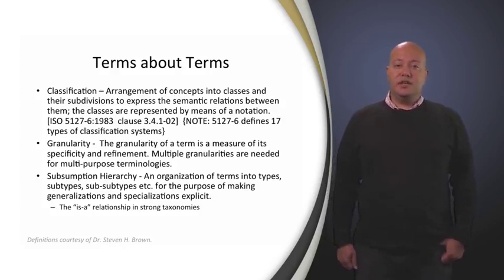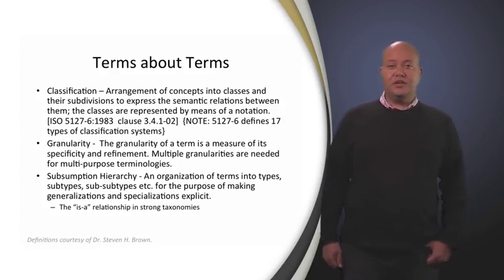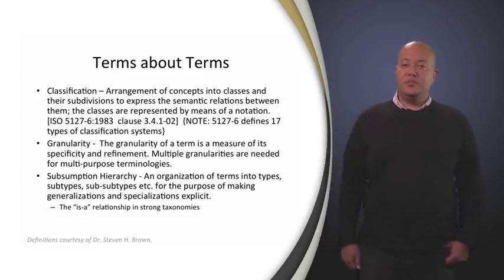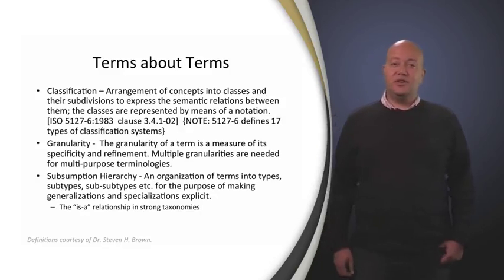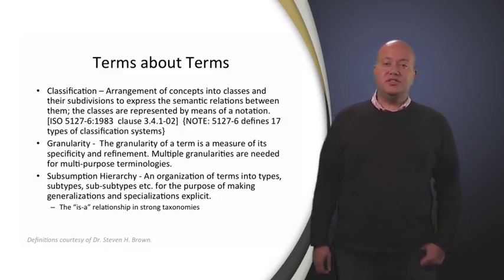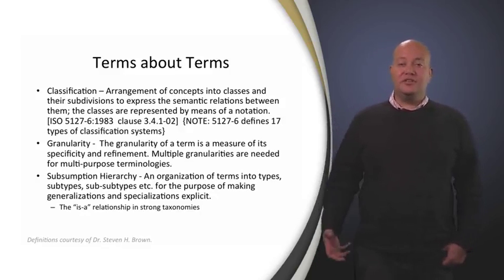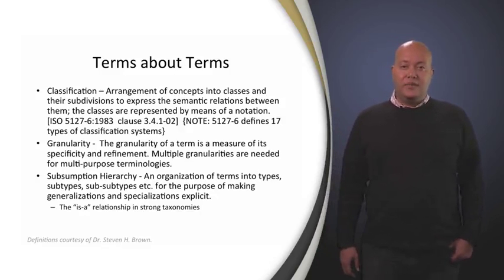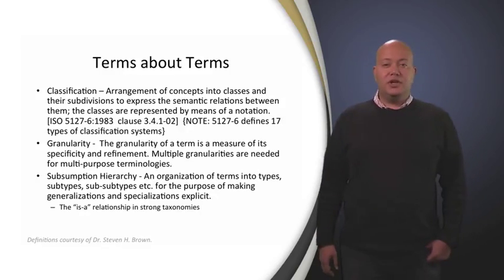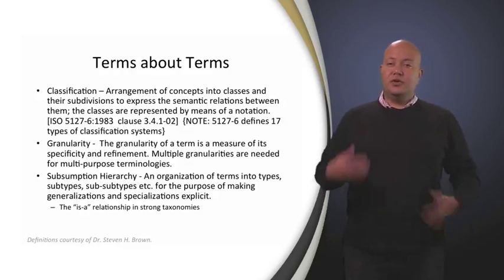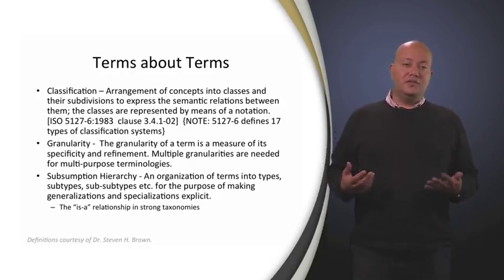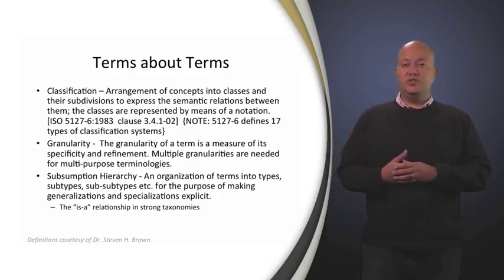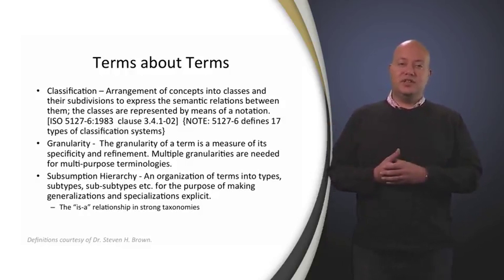Multiple granularities are needed for multi-purpose terminologies. A subsumption hierarchy is an organization of terms into types, subtypes, subtypes, etc. for the purpose of making generalizations and specializations explicit. For example, this refers to whether a terminology has consistent semantics for a parent-child relationship. And the is-a relationship is usually an indicator that this is what's called a strong taxonomy.